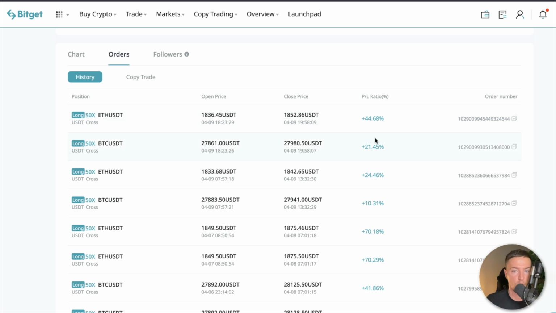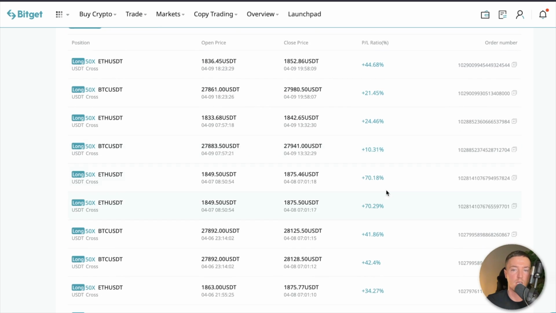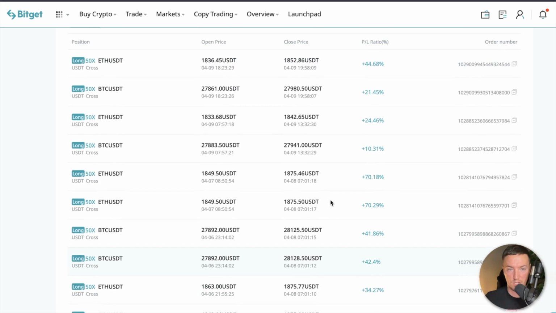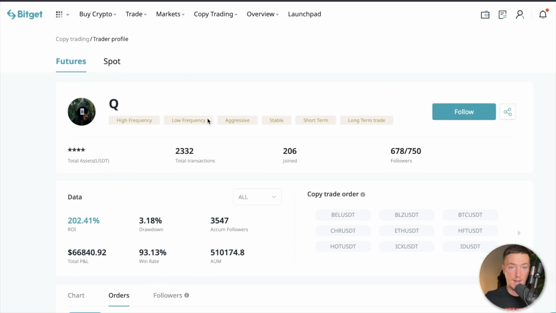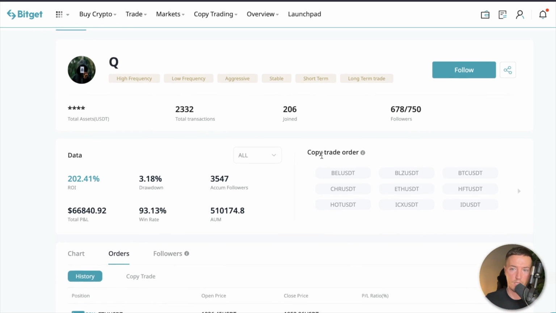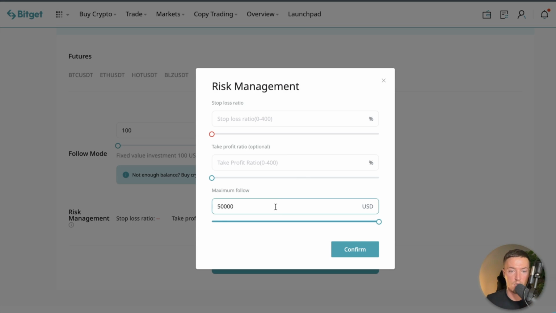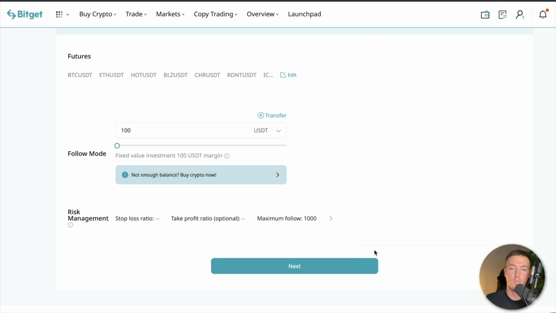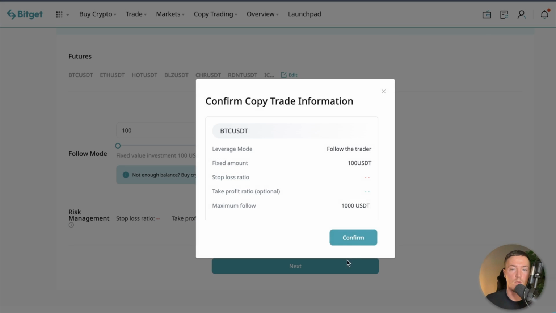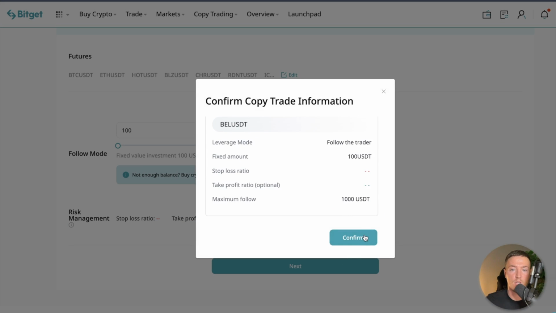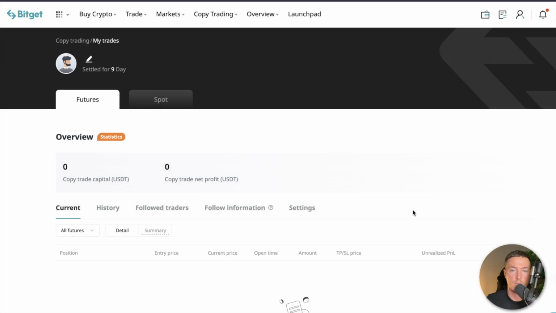As we can see here, 40% gain, 20% gain, 20% gain, 70% gain. So this trader maybe isn't the highest risk, but technically it's coming under an aggressive account, so we're going to go with this one. So what we do is click follow. The fixed investment value, we're going to go for $100 per trade, and then maximum follow is going to be $1,000 again, and then confirm. Next, confirm the copy trade information, confirm, and we're done.